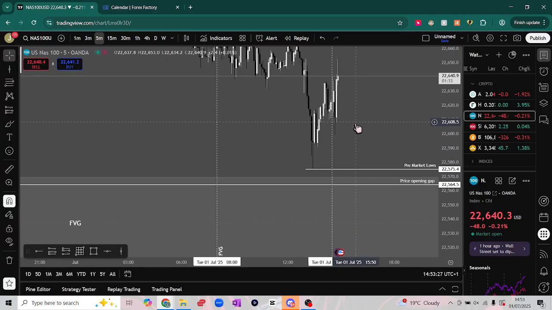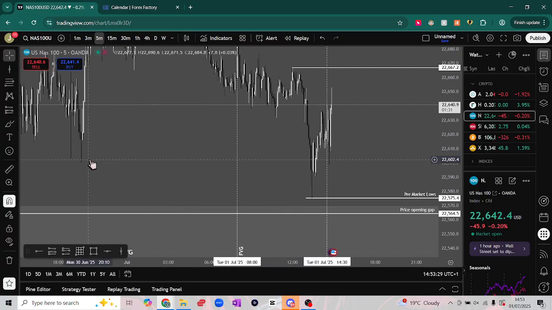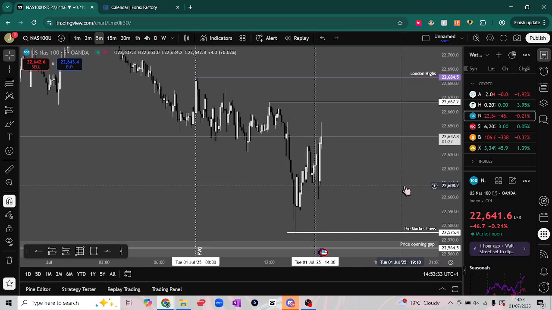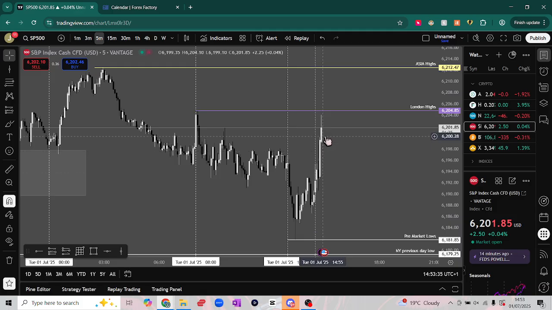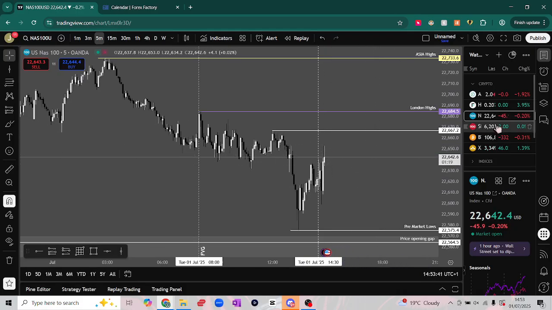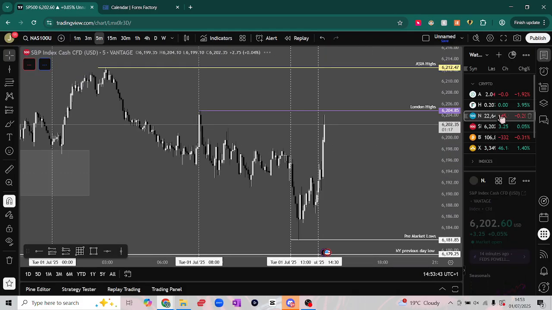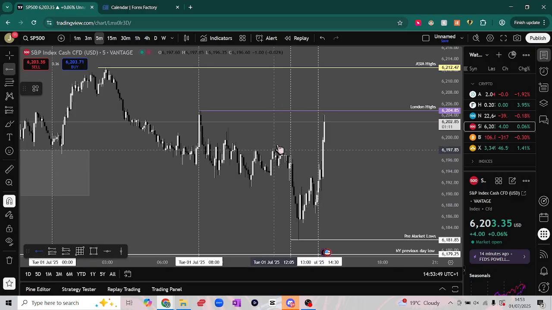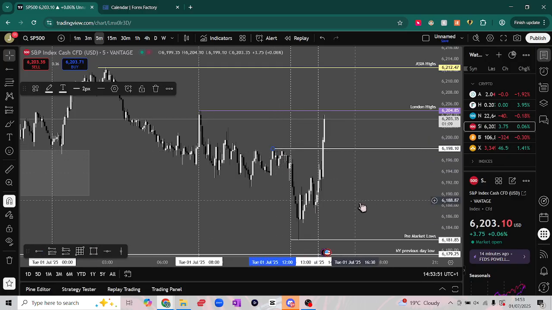And now, given that we already took out previous day low on Nasdaq, we're already seeing selling pressure. If the S&P takes out these highs, more than London highs, more than likely we're going to get an SMT here on the S&P. And if we look at some of these, this would have been a target for longs, one of the first targets.